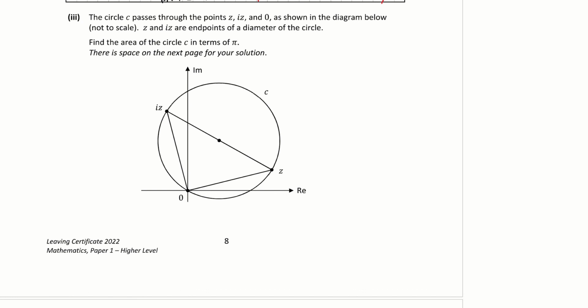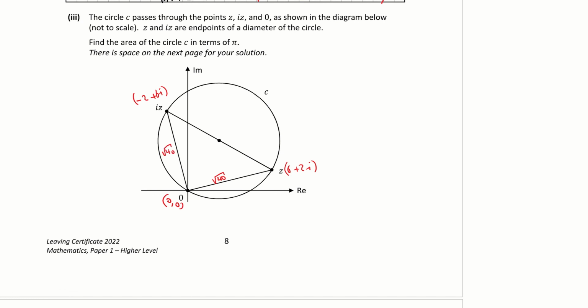So let's fill in everything we know. O is the origin, so that's obviously going to be 0, 0. The point iz we found out in part 2 to be minus 2 plus 6i, so that's that coordinate, and the coordinate of z is 6 plus 2i. So that's everything we know. We know actually the distance from the origin out to z is the square root of 40 because that was the modulus from part 2. The modulus stands for the distance from the origin to the coordinate. And we also know that the distance from the origin to iz is also the square root of 40.